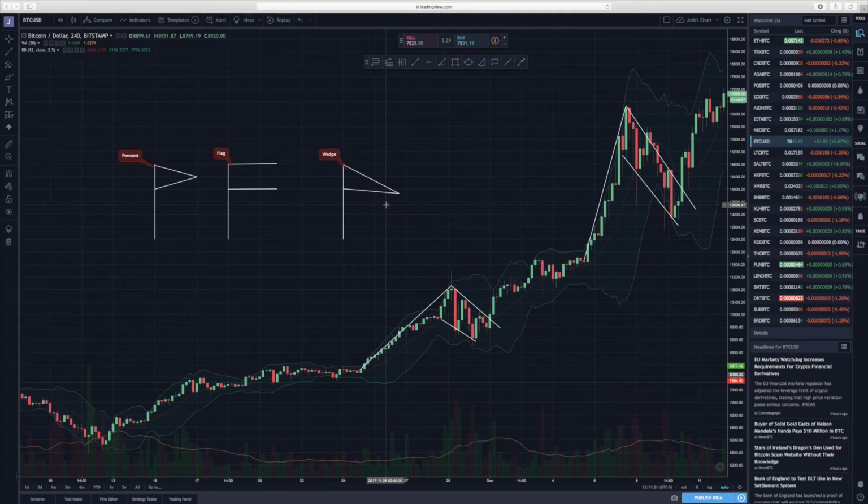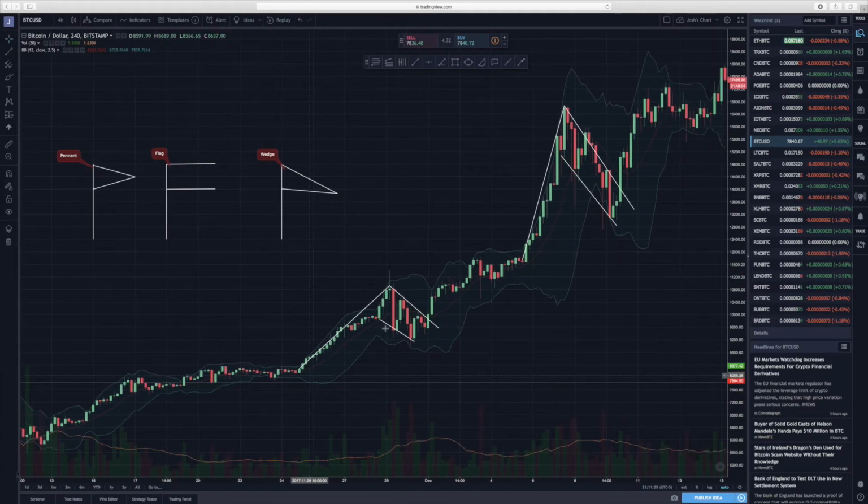The thing with these pennants, flags, and wedges, it's not too important for you to know exactly which one is called which, because they're all continuation patterns. So it's going to be the same action. It's going to bounce around the support and resistance, and it's going to continue on that trend. If it's upwards, it's going to continue upwards. If it's downwards, it's going to continue downwards. So if you look at the examples that I have, they won't fit exactly with the shape of these pennants, flags, and wedges, but they'll be pretty close.